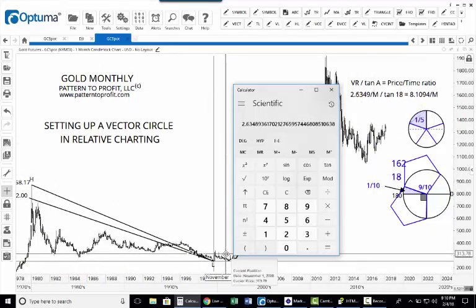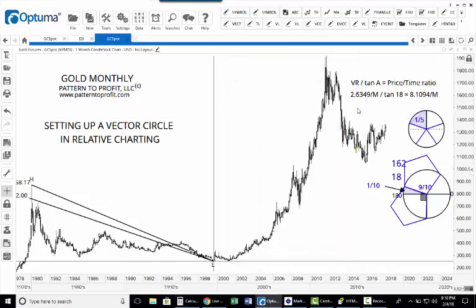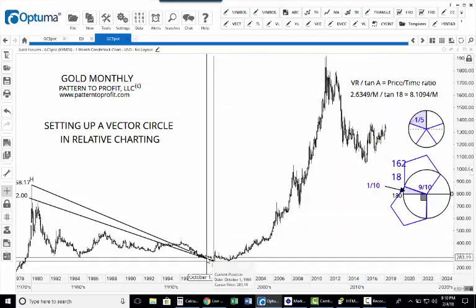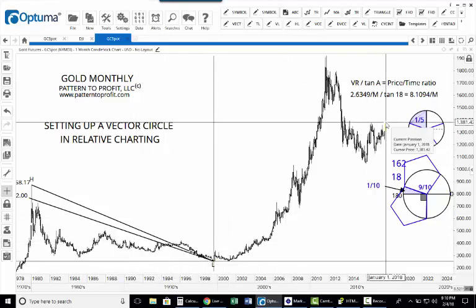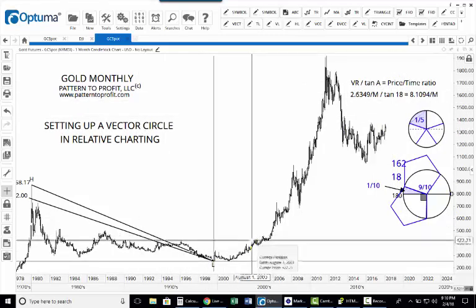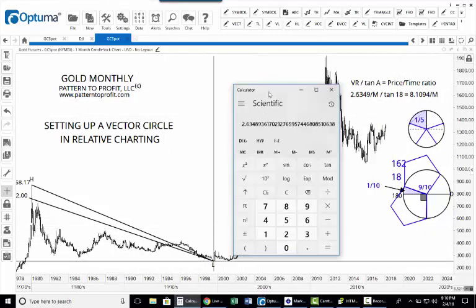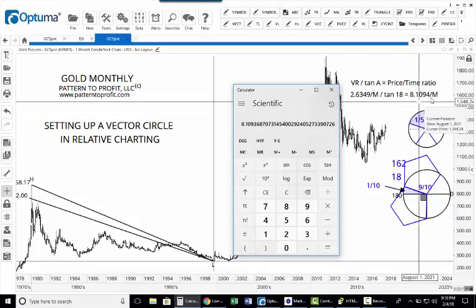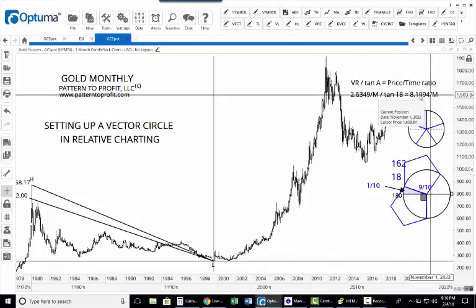That's the slope of it. And what I'm going to do is, over here, divide that by the tangent of the angle desired. In this case we want 18 degrees. Once we put that into the calculator, we'll take this and divide it by 18 tangent, and we get 8.109. We'll round the 3 up to a 4. I usually tend to stick to 4 digits, so 8.1094 over here. Points per month, dollars per month.